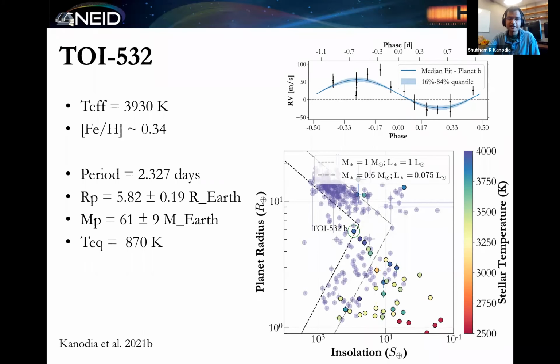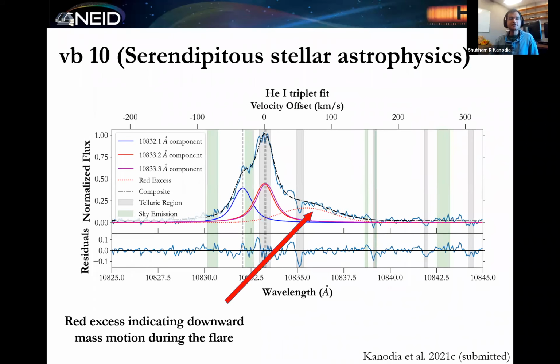One interesting side note I would like to talk about is this serendipitous observation of a stellar flare around VB10. So VB10 is an ultra cool dwarf that we've been observing with HPF as part of our guaranteed time observations, the GTO, trying to find planets around these late M dwarfs. But during one of these observations, we found a flare around the star.